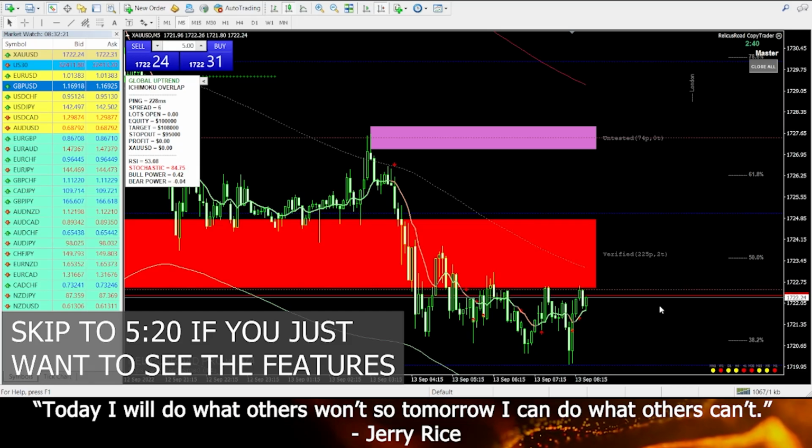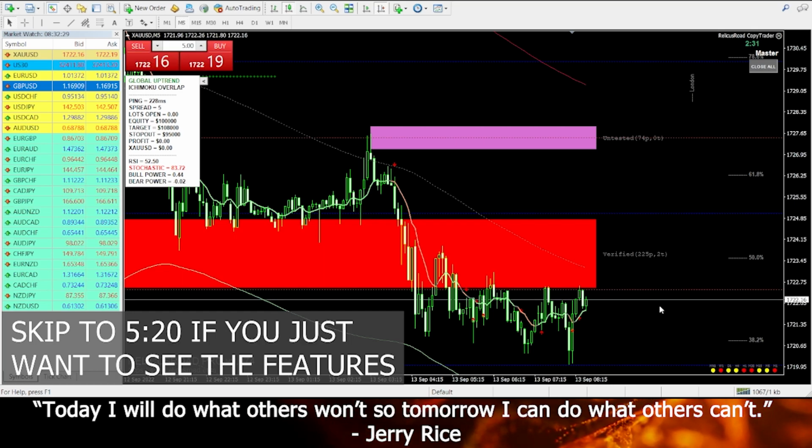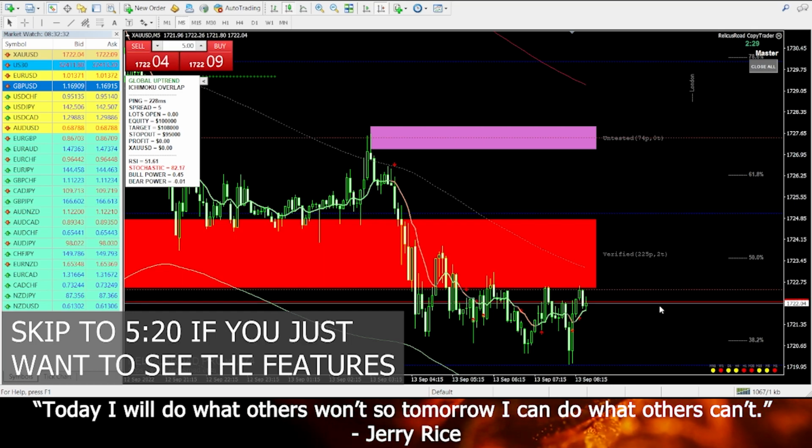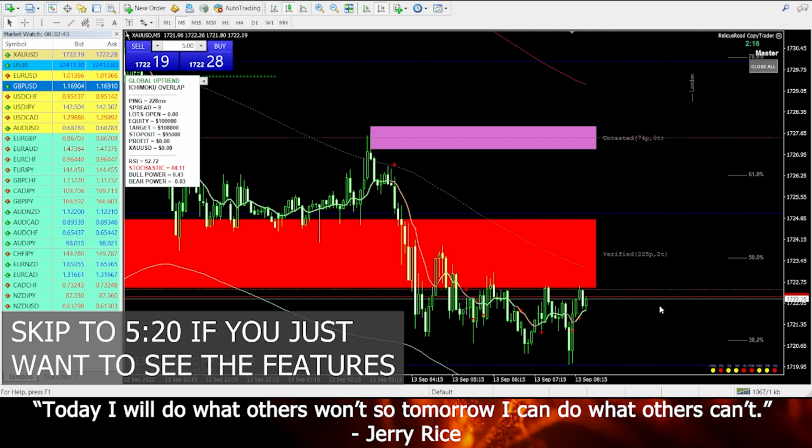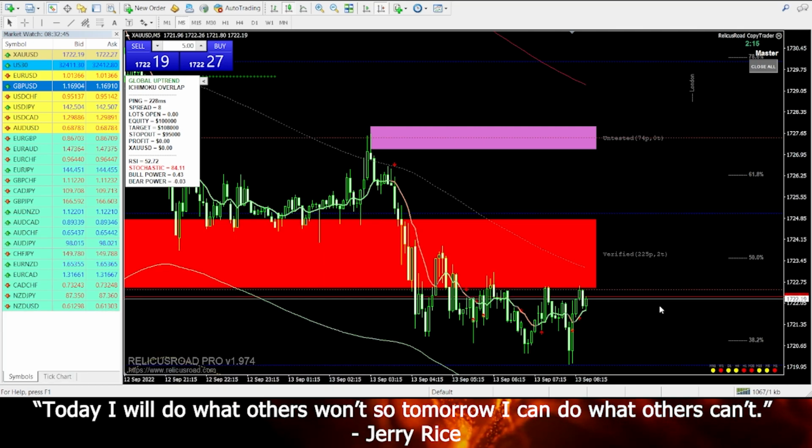Hello everyone, I'm here to explain why the RelicusRoad indicator is better than all the indicators on the market, because it is a leading indicator. It's not just a lagging indicator. What are lagging indicators? Moving averages are lagging indicators. RSI is a lagging indicator. Stochastic is a lagging indicator. Bulls and bears, all these different indicators, support, resistance, supply and demand.